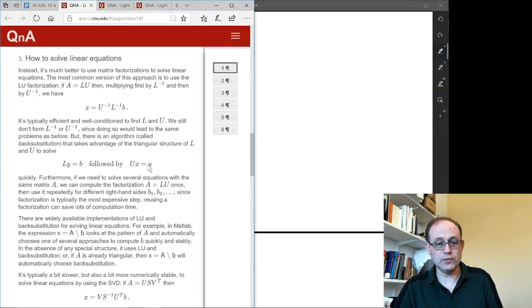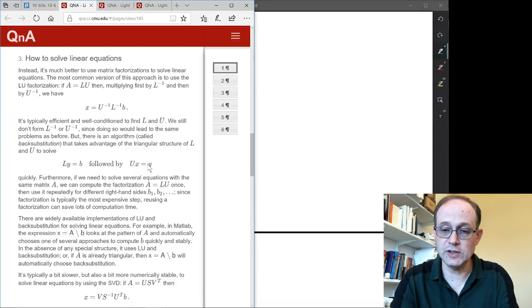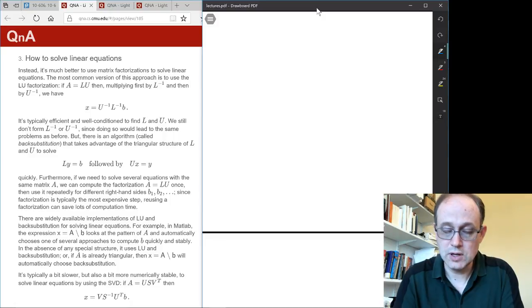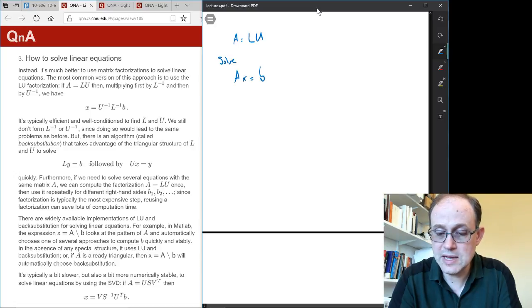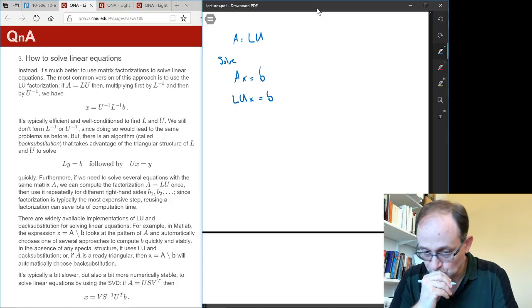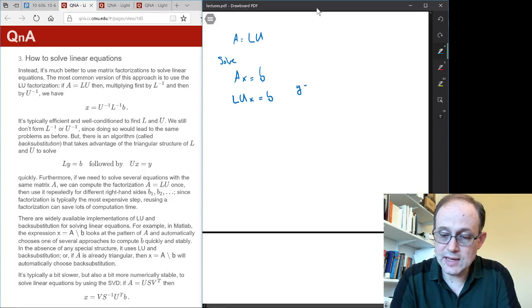In order to show that they're correct, it's fairly simple. If you have A equals LU and you want to solve AX equals B, that's LUX equals B. If we write y equals Ux, then it has to be the case that Ly equals b.